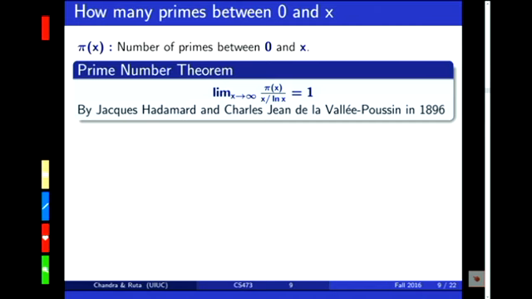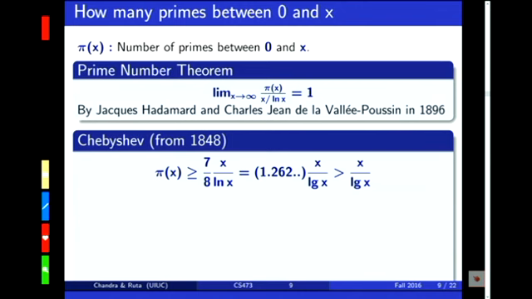And this is one of the most celebrated results, the prime number theorem. It was not that easy to come up with, and it was proved by both of these people, Hadamard and de la Vallée Poussin, independently in 1896. But the inequality we will use for this algorithm is this: with respect to x over log x, this is base 2, pi x is at least x over log x.